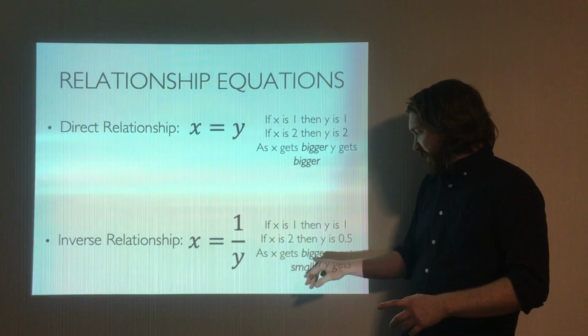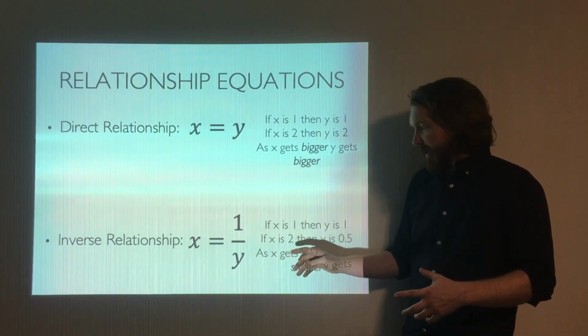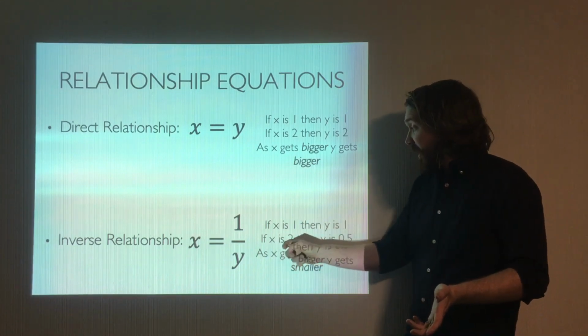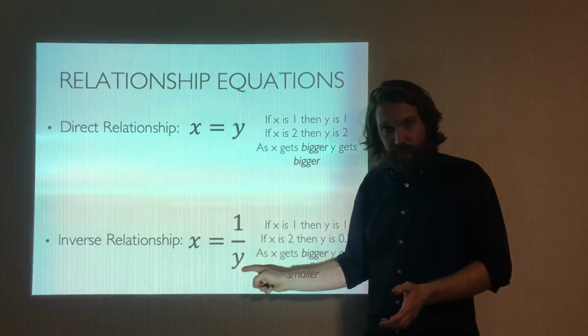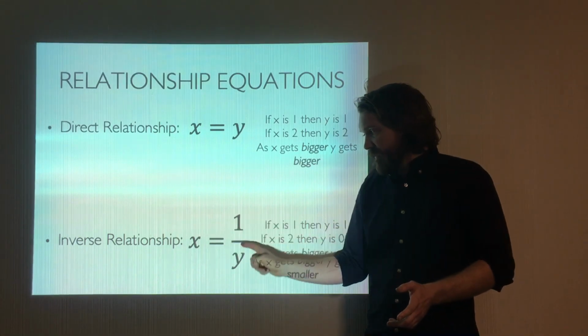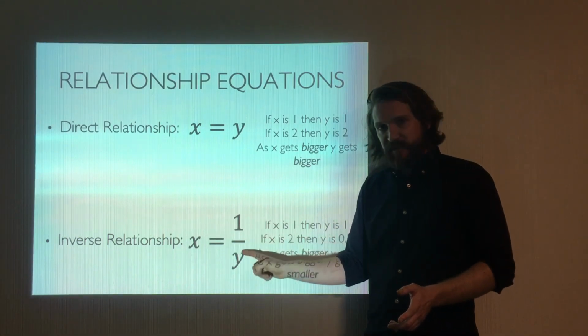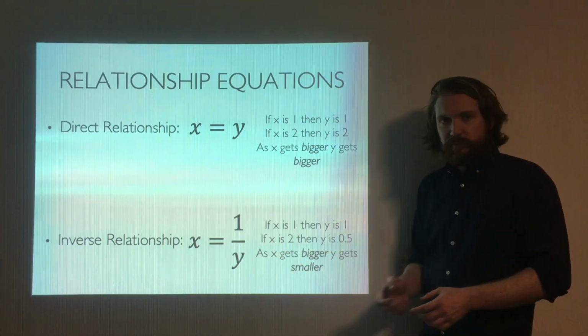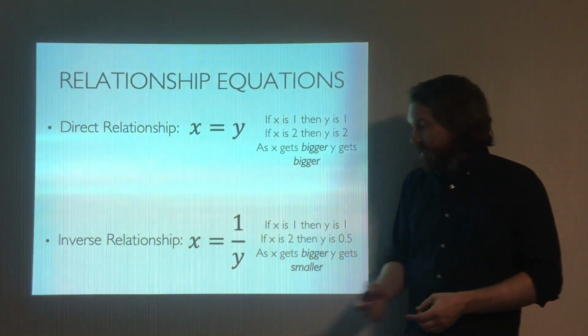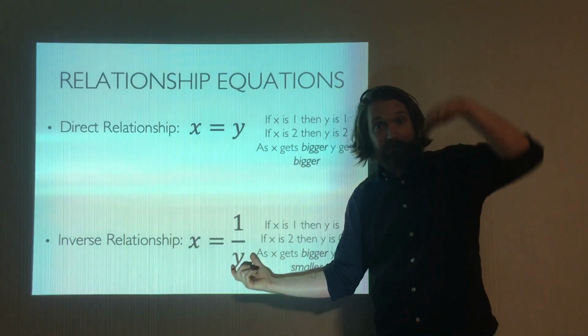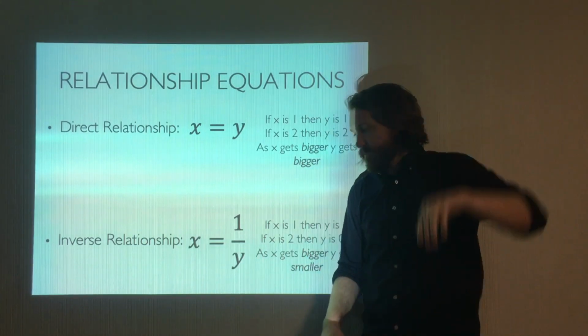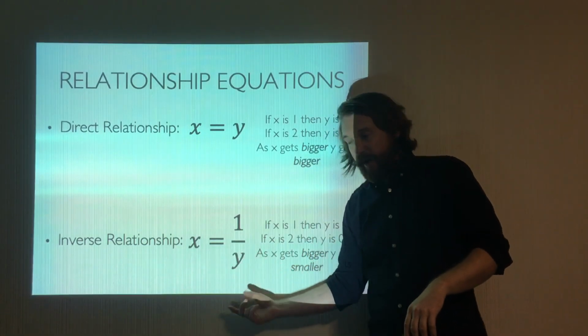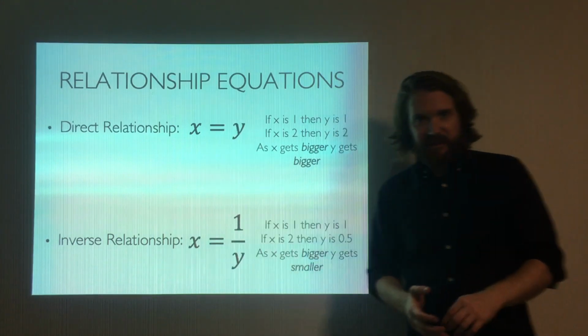This should actually say, I got this a little backwards here. Actually, this is right too. Let's say Y is 2. Well, X equals 1 divided by 2, and 1 divided by 2 is a half, or 0.5. Meaning the bigger Y gets, the smaller X gets. And the smaller Y gets, the bigger X gets.